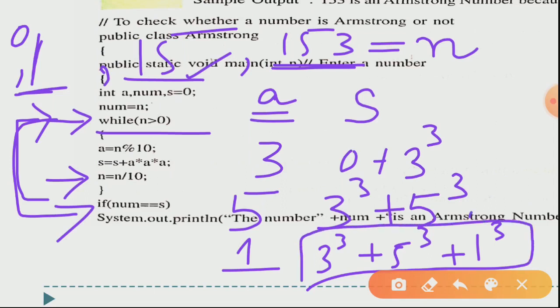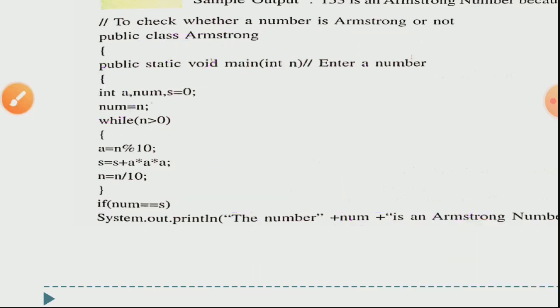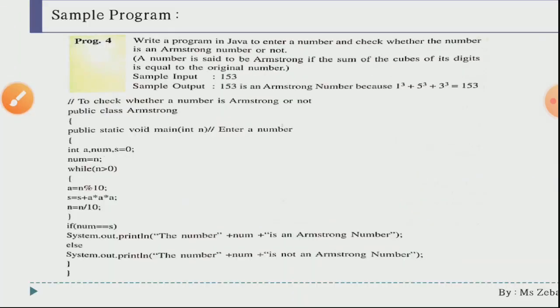Okay, and it is going to give you 153. Now you are having some value in s that you have calculated, and the original value you were having in num. ओके, सो आपका क्या होगा, यहाँ पर इसको compare करना है, that is num equals to s. If yes, then what happens, then the number is an Armstrong number. ओके, आपका number Armstrong number है, otherwise your number is not an Armstrong number. Okay, I hope that this code is clear.